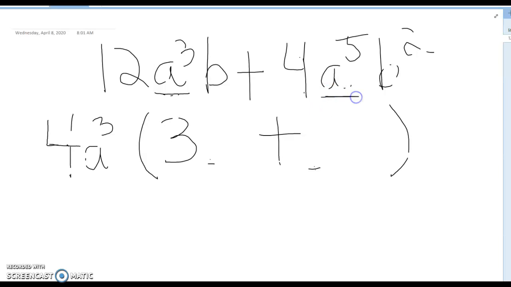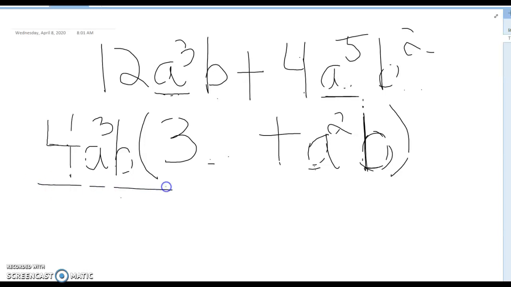And then here, when I factor out an a cubed, it leaves me with a to the 2nd power. Now I'm looking at my b's. I can factor out a b, which again leaves just a 1 here, and over here a b. So if I were to factor this completely, it would be 4a cubed b times the quantity 3 plus a squared b. Again, if I asked you what is the greatest common factor, your answer would be 4a cubed times b.